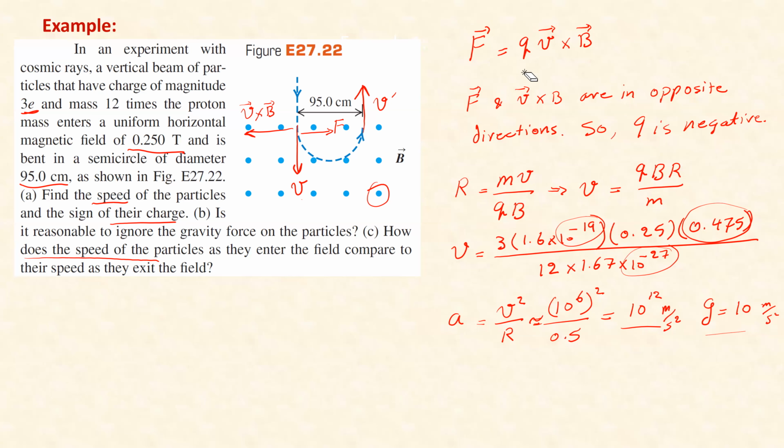It doesn't change the, sorry, I said the opposite. It only changes the direction of velocity. The acceleration only changes the direction of velocity. It doesn't change the magnitude of velocity. So how to compare the exit v prime compared with v? They are the same.